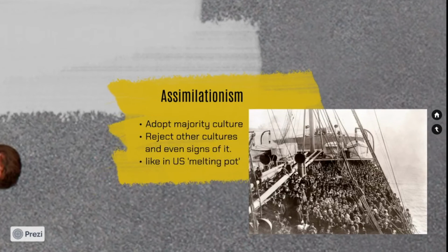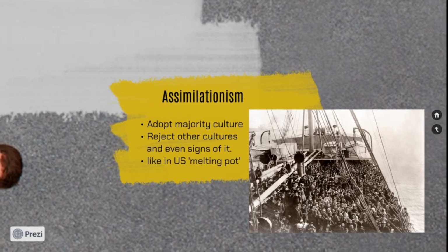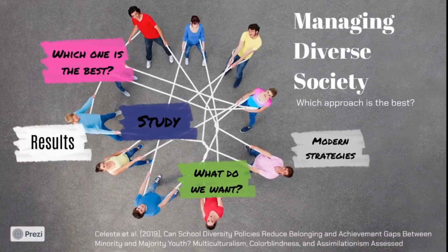And finally, assimilationism. This approach simply rejects cultural diversity. Under assimilationism, minorities are expected to adopt the majority culture and to relinquish the distinct minority cultures, or even any markers of it. The aim is to foster a common identity, like in the melting pot idea in the United States. So, if we are to measure outcomes of policies, what criteria should we take?